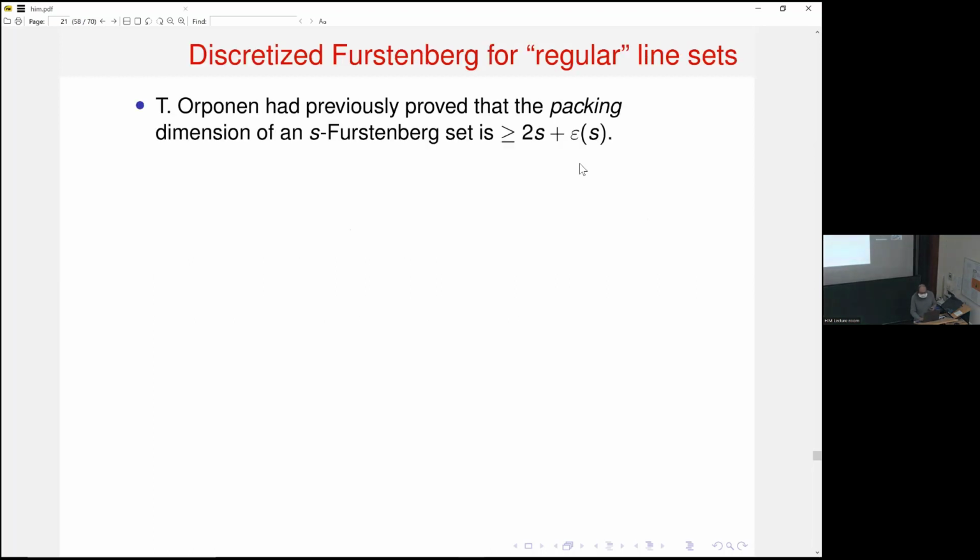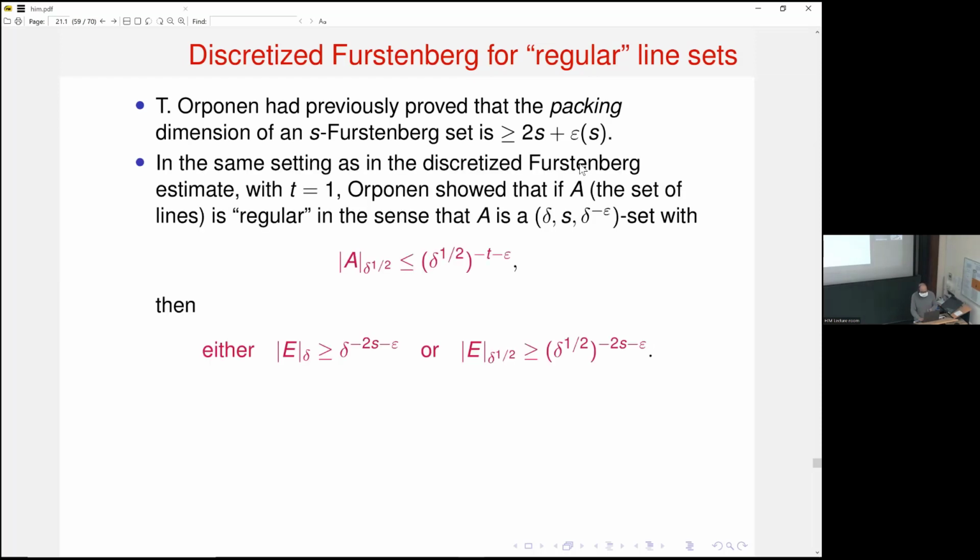Okay, in the last 6 minutes, let me tell you a little bit about some of the things that go into the proof. The starting point is an earlier result of Thomas, who proved that the packing dimension of a classical S Furstenberg set is at least 2s plus some epsilon. If you don't know what packing dimension is, you can think of upper Minkowski dimension, upper box dimension, or you can look at the discussion that follows. So again, Thomas deduced these results from a discretized statement at scale delta.